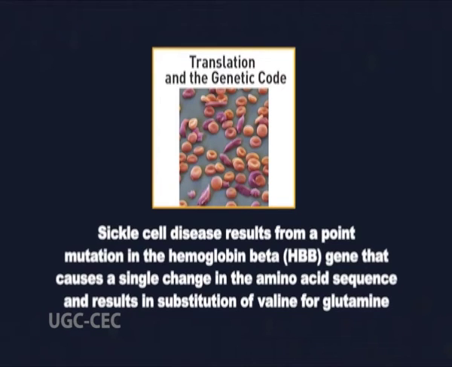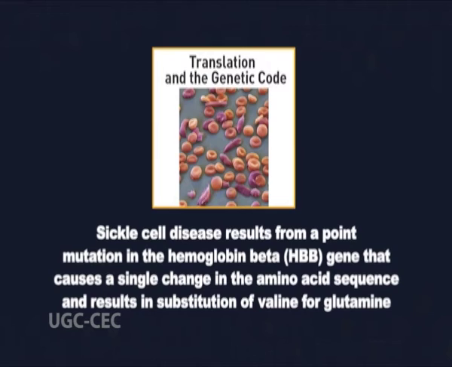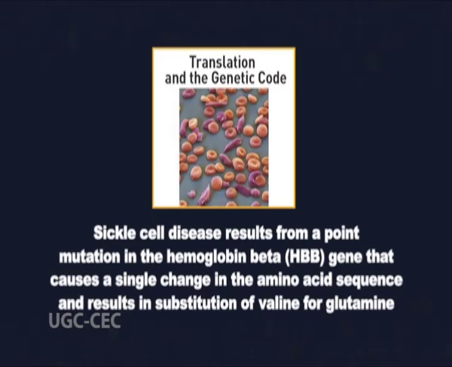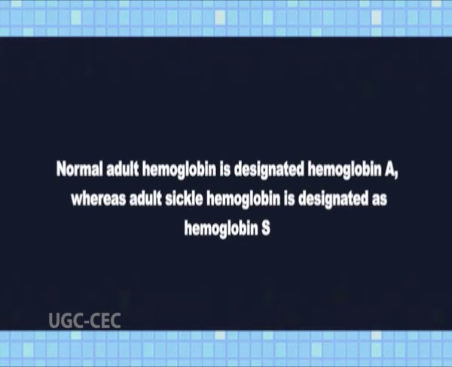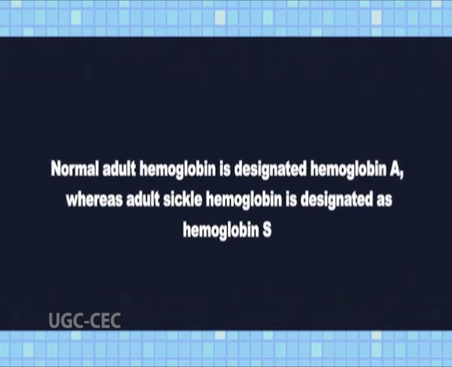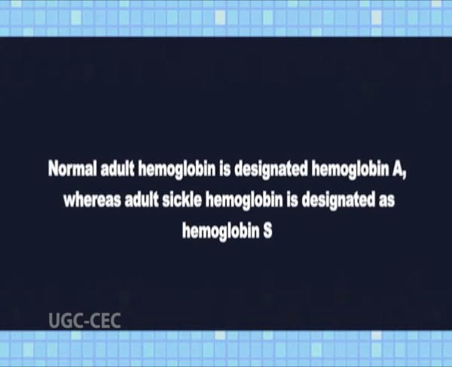Sickle cell disease results from a point mutation in the hemoglobin beta gene that causes a single change in the amino acid sequence and results in substitution of valine for glutamic acid. This change confers a new property on hemoglobin, but does not alter how this protein transports oxygen in the blood. Such a change in the gene is known as a novel property mutation. Normal adult hemoglobin is designated hemoglobin A, whereas adult sickle hemoglobin is designated hemoglobin S.